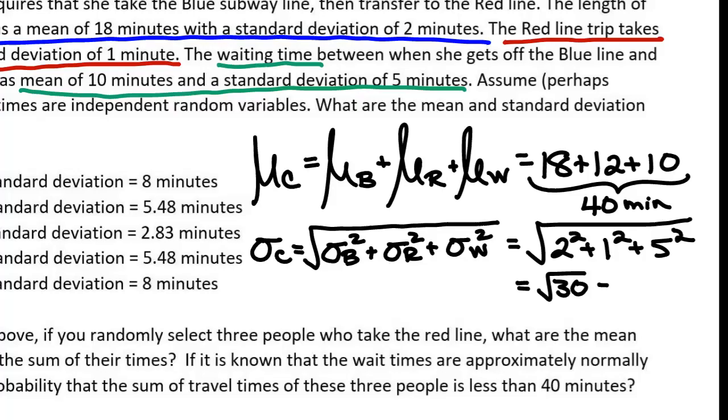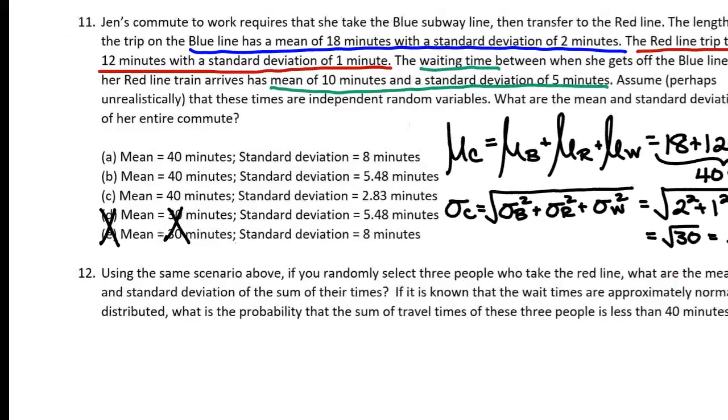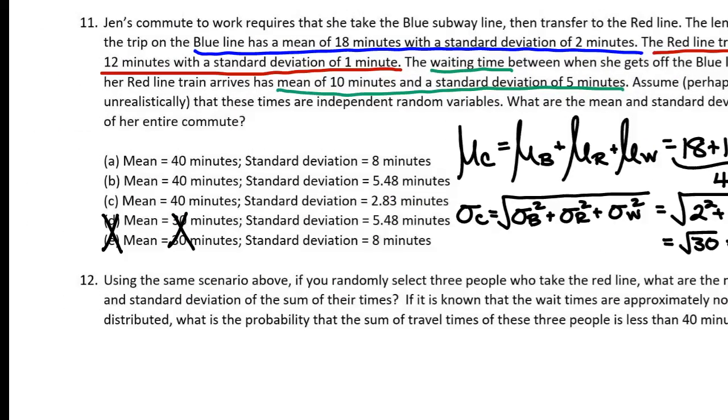I get 5.477. So correct choice here would be what? B. Correct choice is B.